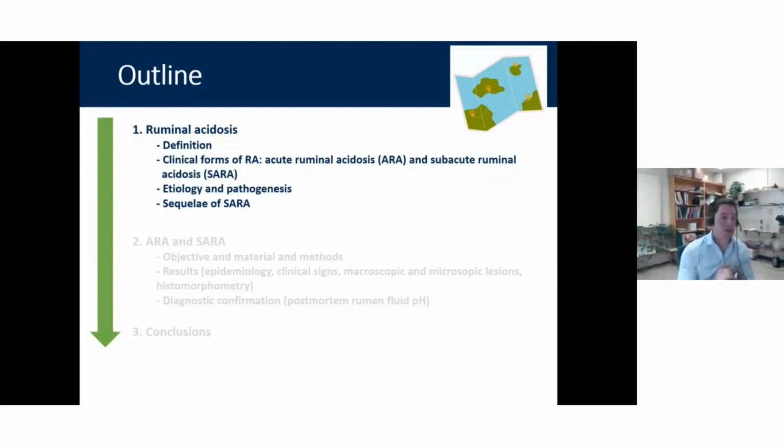So let's just get started. The first thing when we think about ruminal acidosis is how we're going to define that, and how we're going to specifically define the two forms of the disease. That immediately puts us in a position where many parts and steps of the pathogenesis for the acute form and subacute form have some similarities, but there are also big differences.